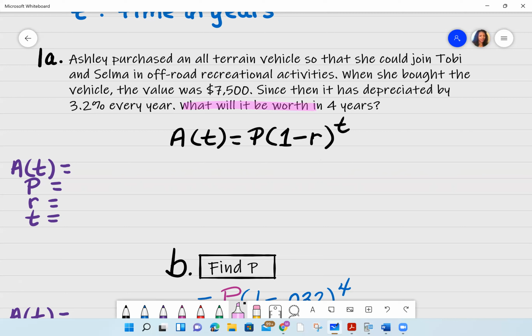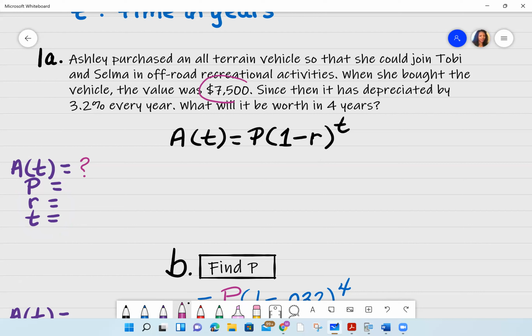So this is the second thing I want to do. I want to identify what exactly it is that I'm looking for. What will it be worth in 4 years? That means that's a future value. So my future value is going to be A of t. That's what I'm looking for. Therefore, I have to be able to locate P, R, and T within my word problem.